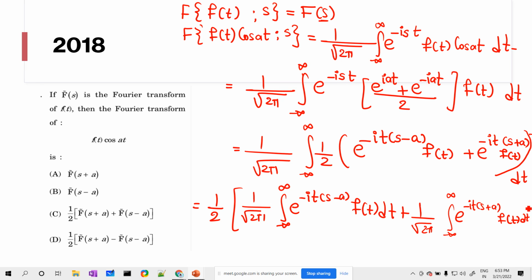So if we see carefully, we can easily observe the first part is nothing but the Fourier of f of t. Yes or no? The first part is nothing but Fourier of f of t, but the only change is the variable. Now the variable has become s minus a. So I'll write, this is the same answer, but the variable has changed to s minus a.